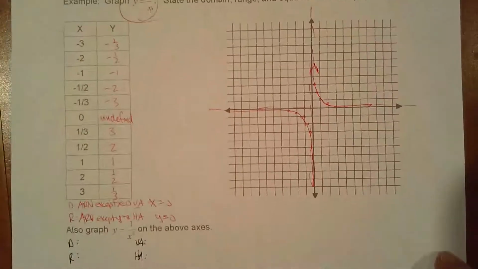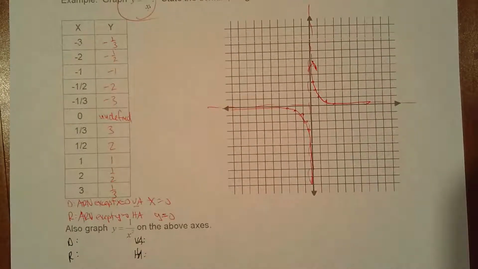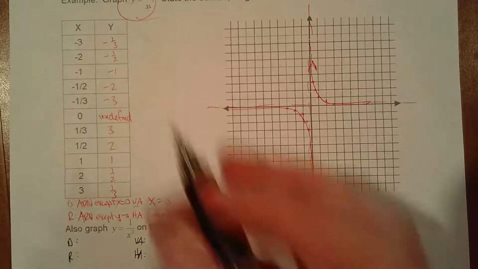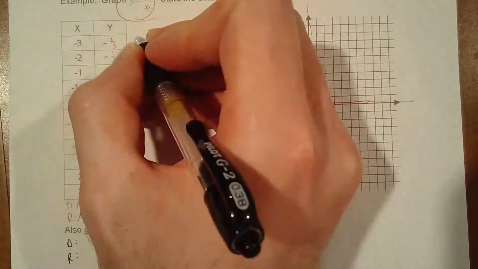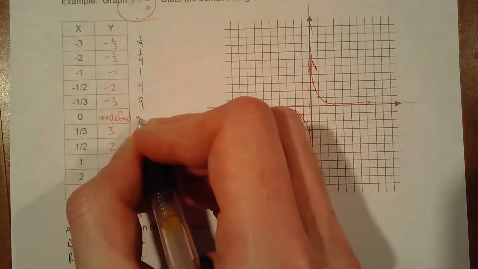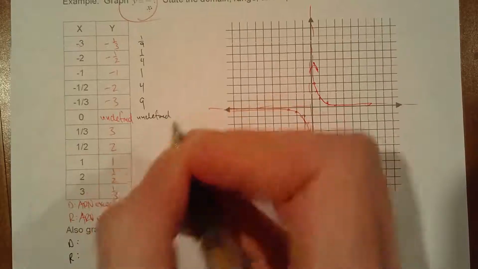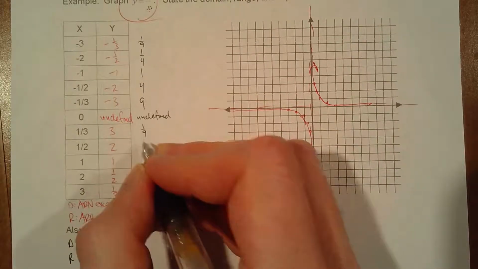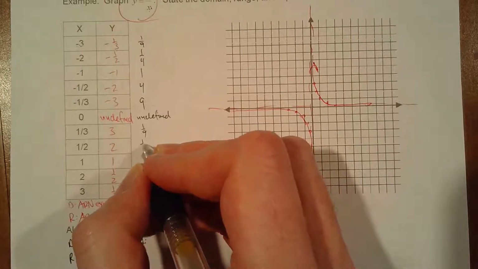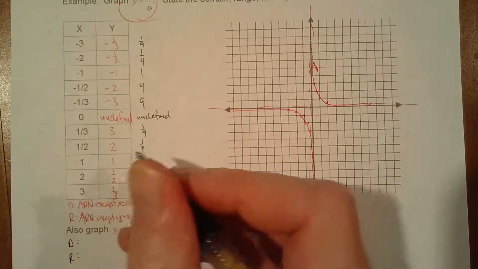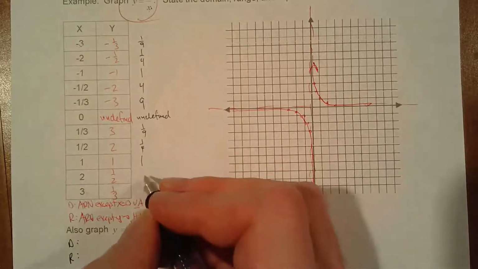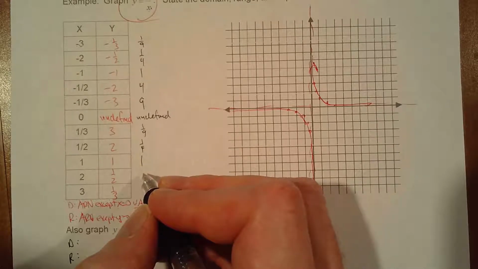Okay, now down here they want us to do 1 over x squared. You're going to get kind of the same thing. Again, I'm going to speed things up here. If I plug in x, my y would be 1 over 9, 1 over 4, 1, 4, 9. If I took 1 over 0 squared, I get undefined again. 1 over 3 squared is 1/9. 1 over 2 squared is 1/4. Sorry, I think I messed up here.